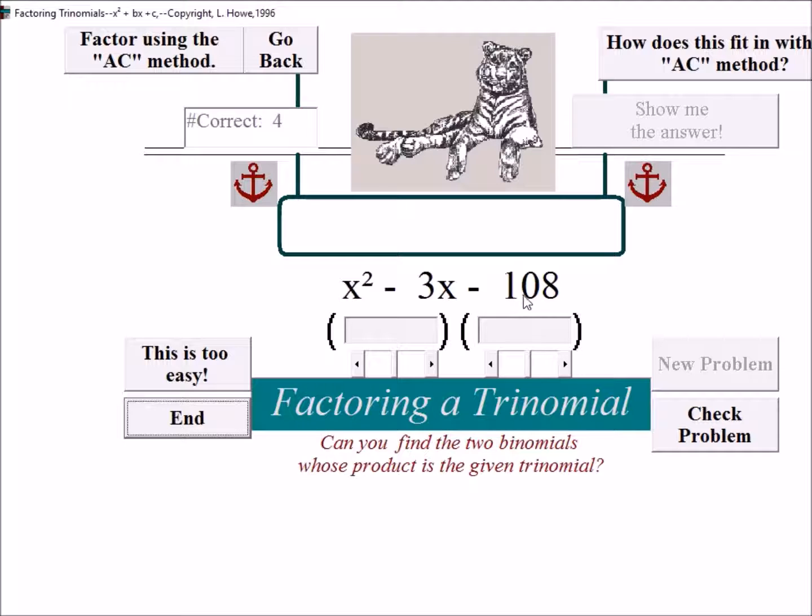Oh, this one's awful. Too big of a number. I don't like it much. But we can do it. Let's think of 108. We need two numbers that multiply to give us 108 and subtract to give us 3. They've got to be pretty close together, the two factors, so it can't be 108 and 1. That's just too far off. So we need to see what's in here.